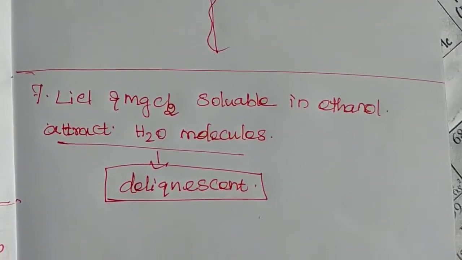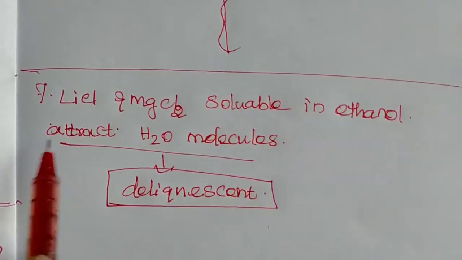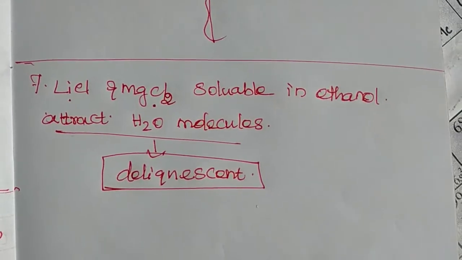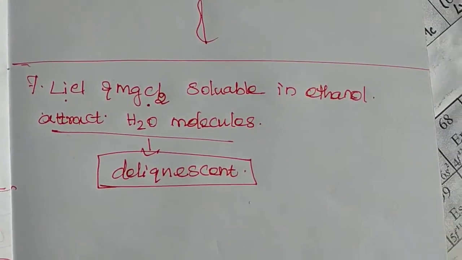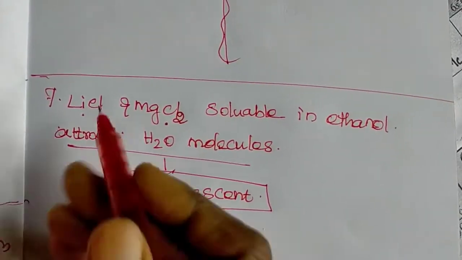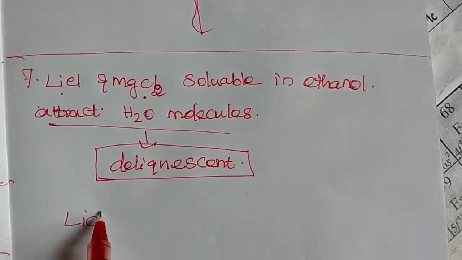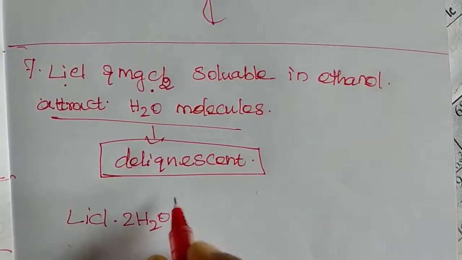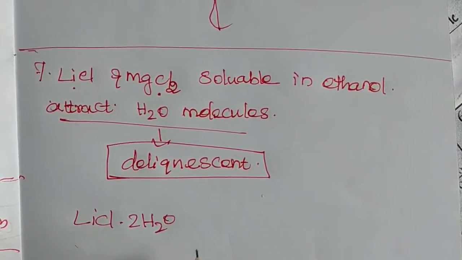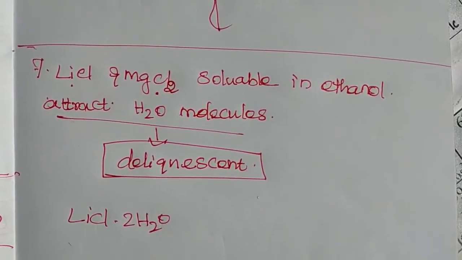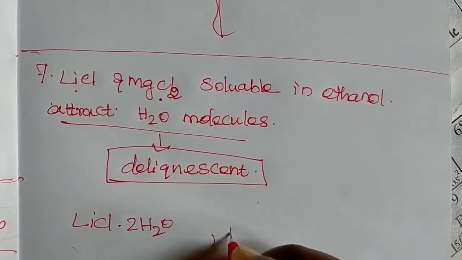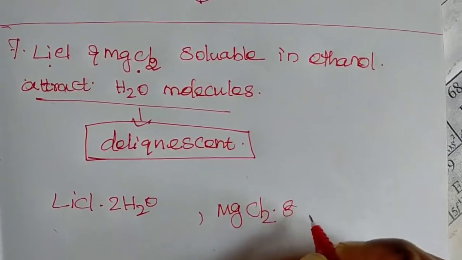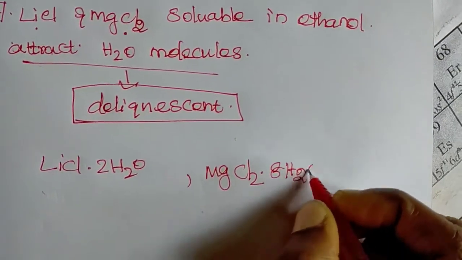Deliquescent character. Because of this deliquescent character, lithium chloride and magnesium chloride attract water molecules and become hydrates of that particular compound. Lithium chloride with the water molecule: this is one crystal from the aqueous solution of hydrates. Then magnesium chloride also attracts water molecules.